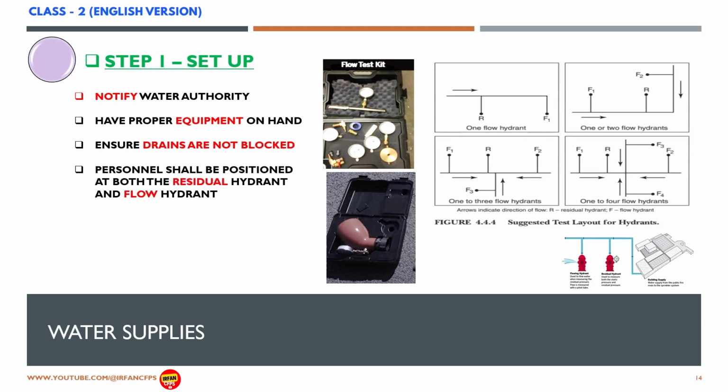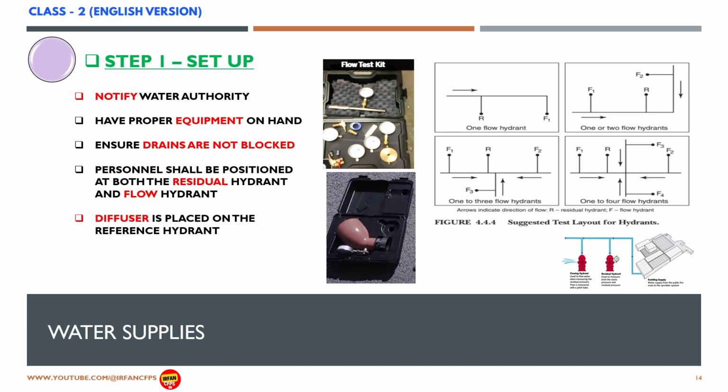From the above screen, you can see that figure 4.4.4 suggests the test layout for fire hydrants by NFPA 291. There are 4 patterns shown here in figure 4.4.4. In our case, we will take the first pattern, in which we will consider one hydrant as residual hydrant, the other hydrant as the flow hydrant. Flow hydrant can be called the reference hydrant, and the residual hydrant can be called the test hydrant.